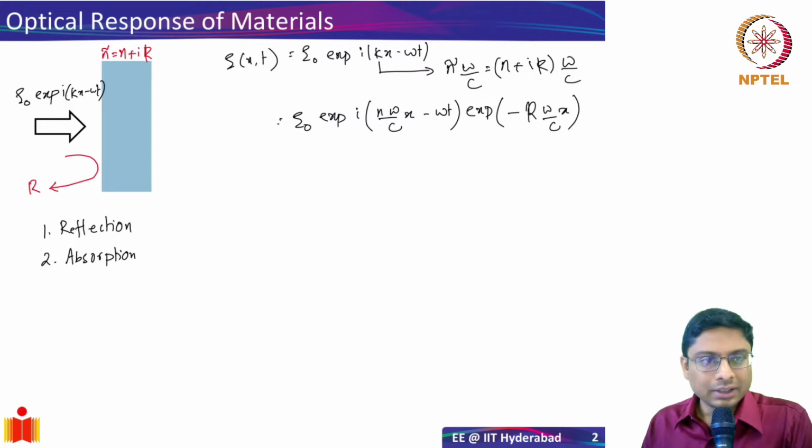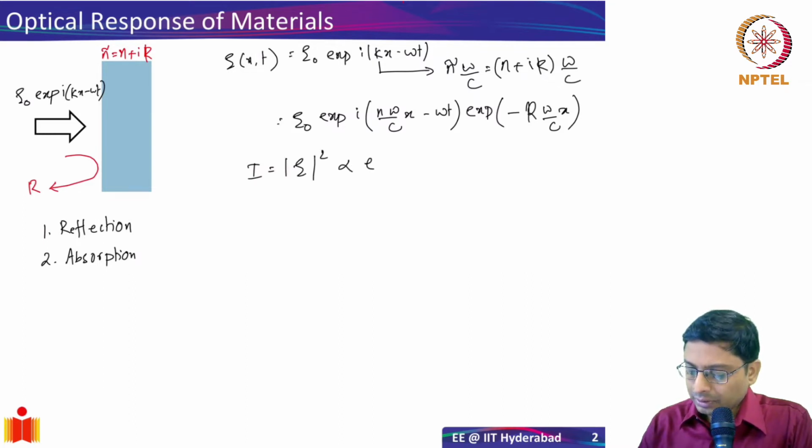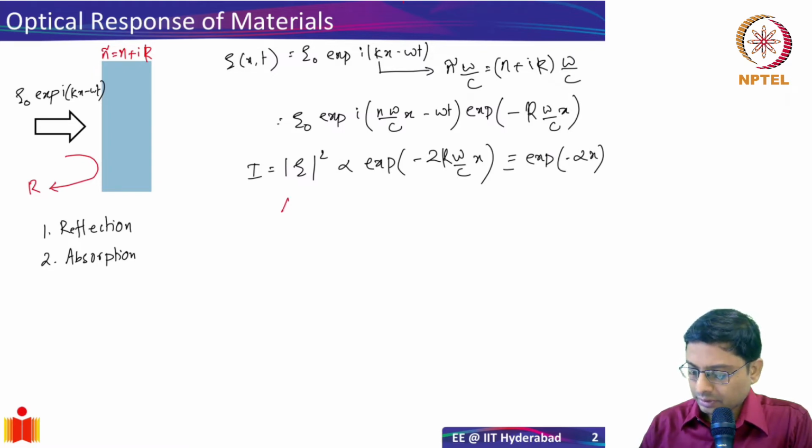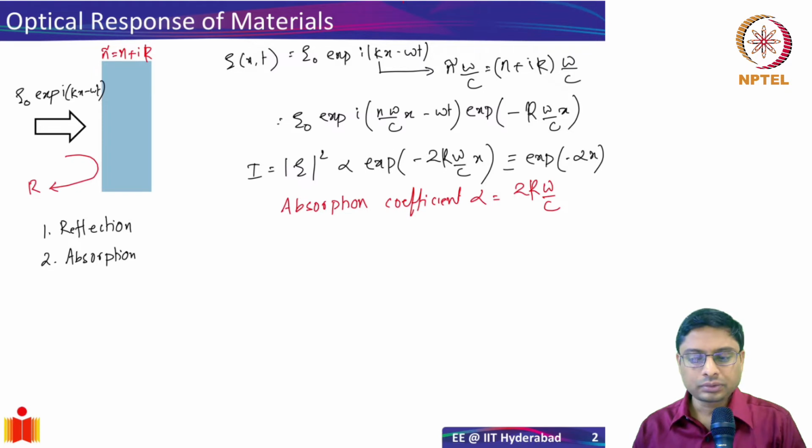So this is the electric field. If you look at the intensity, it is simply E squared, the complex quantity squared. That will turn out to be proportional to just the exponential of minus 2 kappa omega by c x. This we relate to a simplified quantity alpha, where we define an absorption coefficient, which is exponential of minus alpha x. So by comparing these two, your absorption coefficient alpha is going to be 2 kappa omega by c, right?